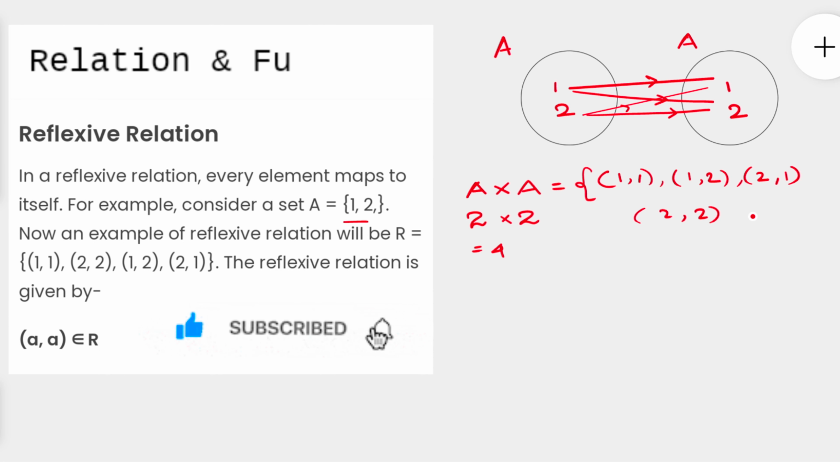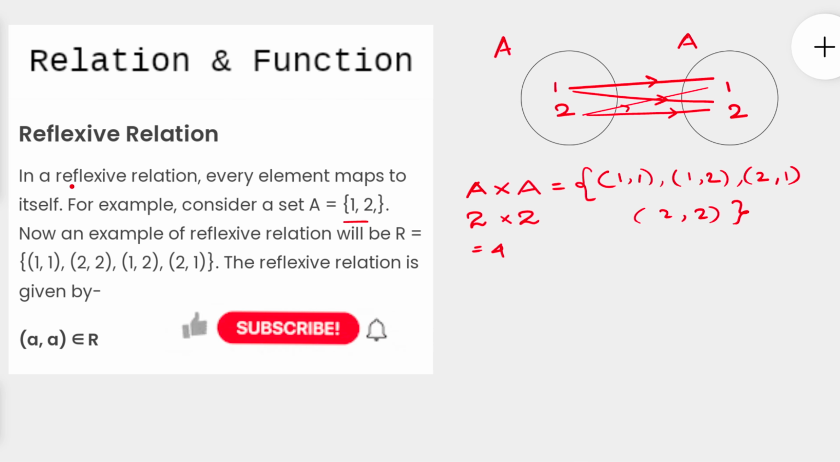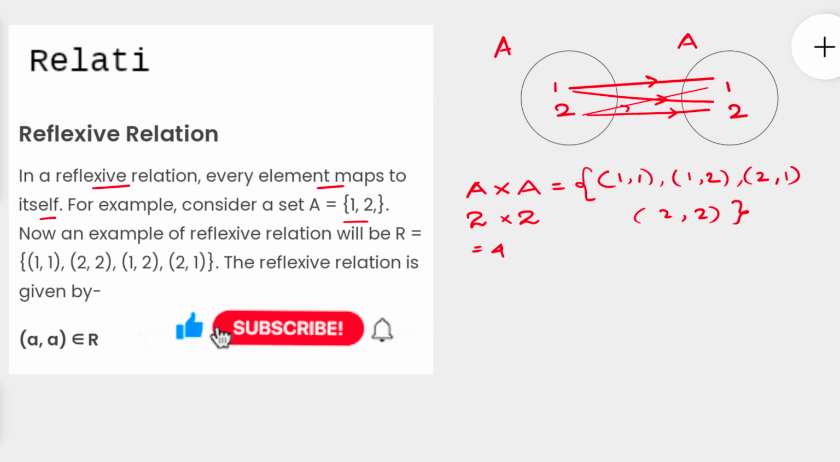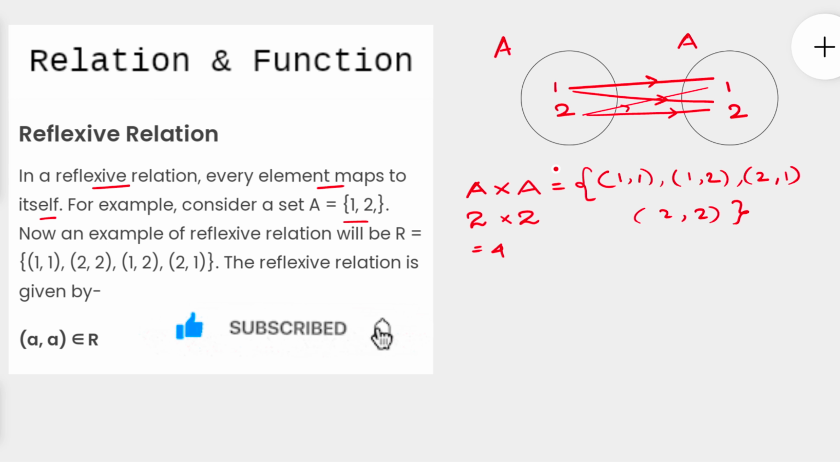Now having known that, let us try to understand what we mean by reflexive relation. If you read the definition, in a reflexive relation every element maps to itself. For example, as we have taken in this case, the set contains 1, 2. The ordered pairs obtained after the Cartesian product will be (1, 1), (1, 2), (2, 1) and (2, 2). Having said that, we have the set as {1, 2}.